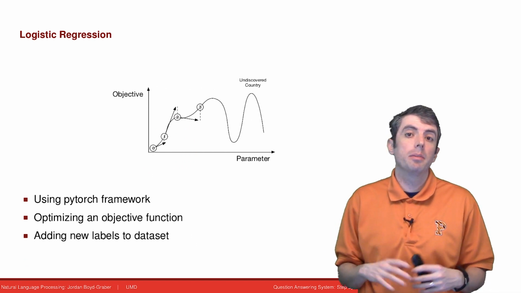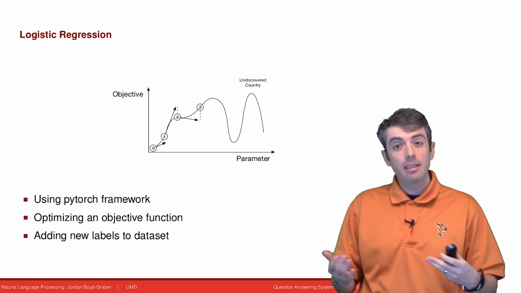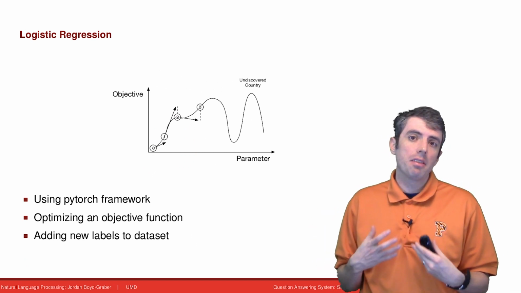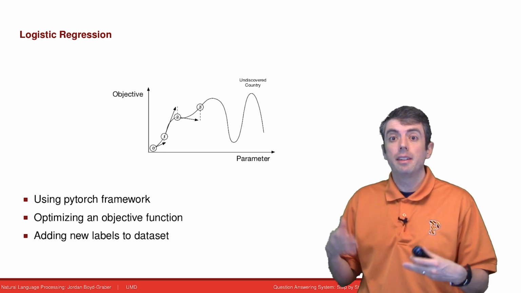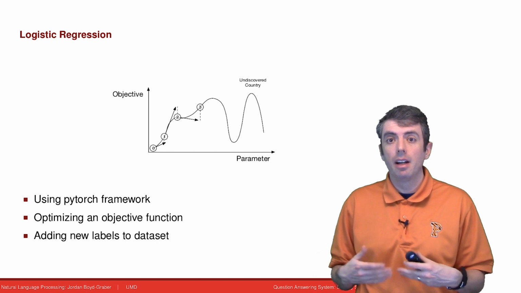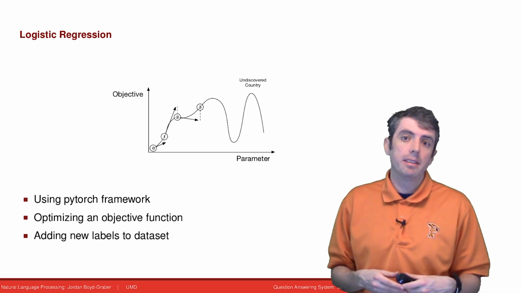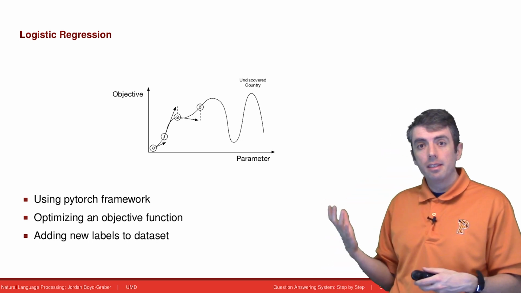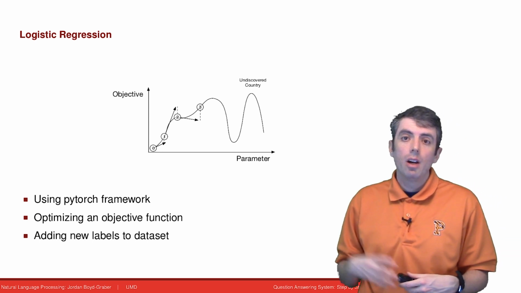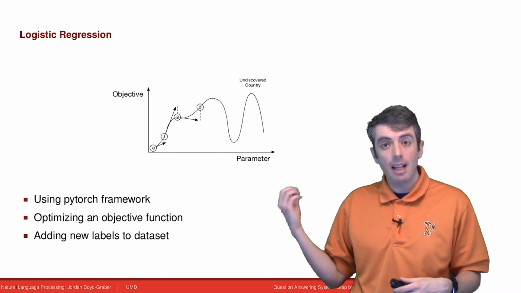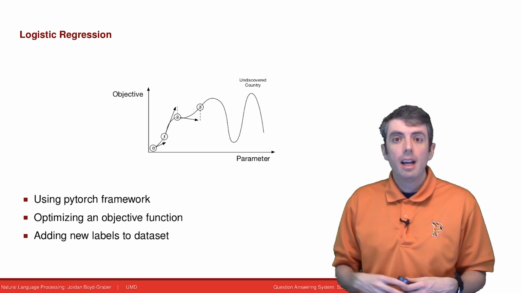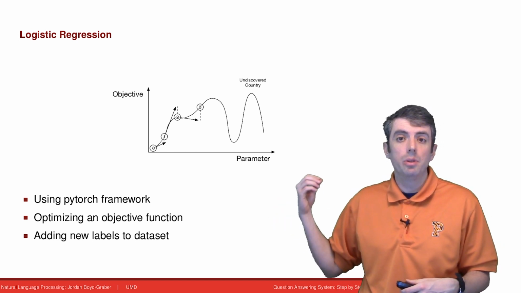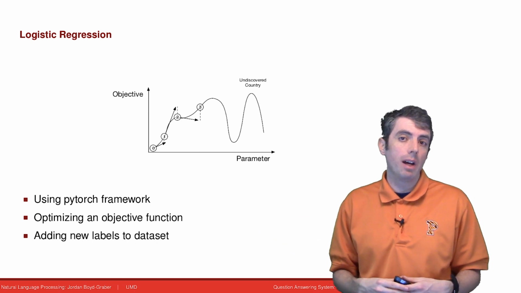While a k-nearest neighbor classifier is indeed a classifier, it doesn't have a lot of the properties of modern machine learning techniques. For instance, trying to optimize the parameters of your model with respect to some objective function. These concepts are introduced in the next homework, where you build a classifier using the PyTorch framework to learn how to label the category of questions.